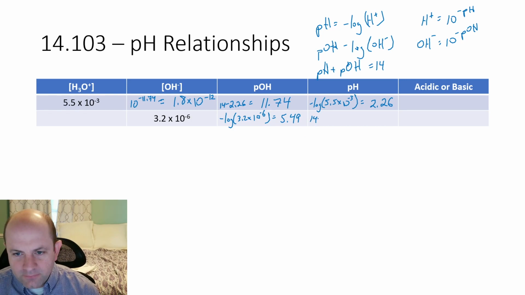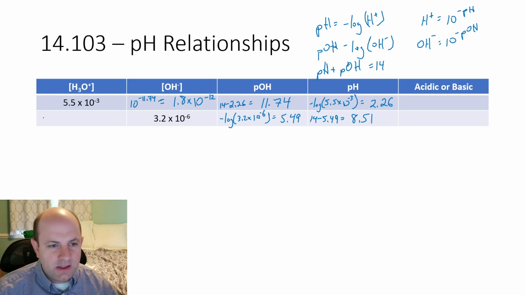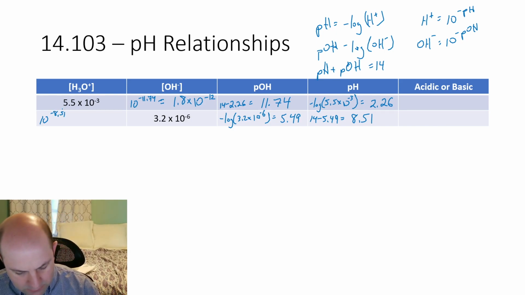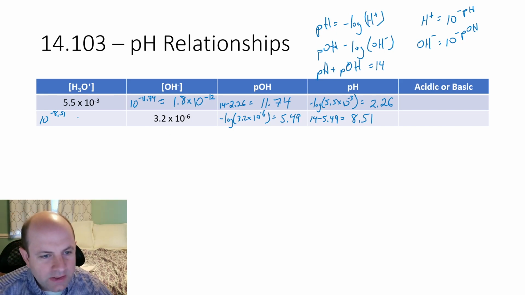For pH, it'll be 14 minus 5.49, so that will equal 8.51. And then for the H3O plus, well, H plus is 10 to the negative pH, so 10 to the negative 8.51. So here, give me a second. 10 raised to the negative 8.51, and we get 3.09, or 3.1 times 10 to the negative 9th.